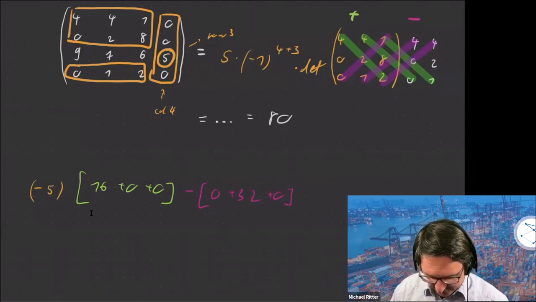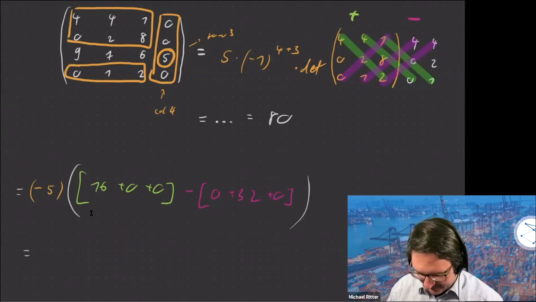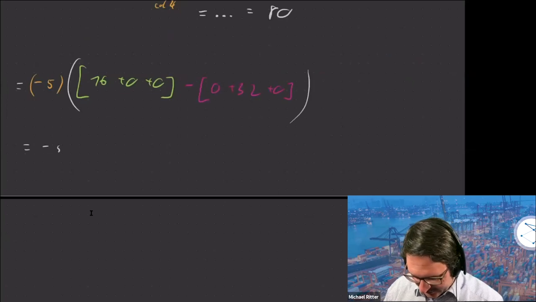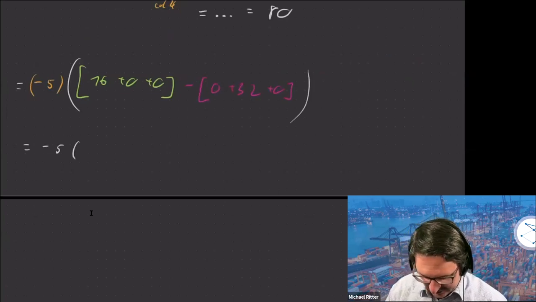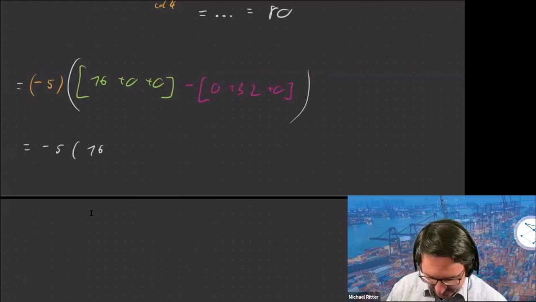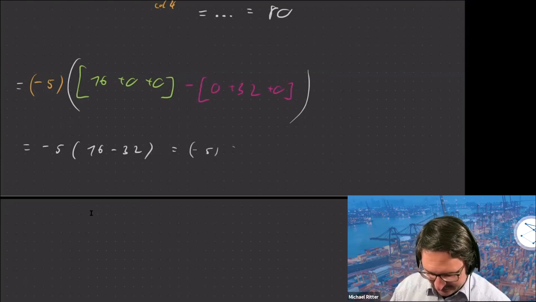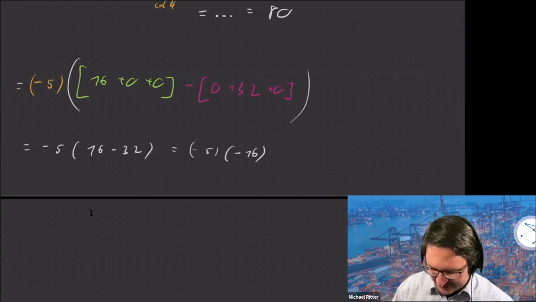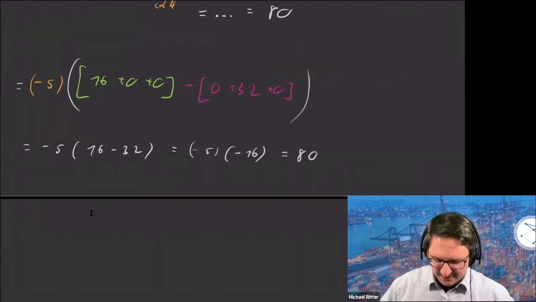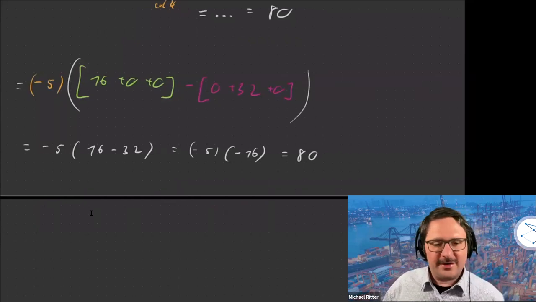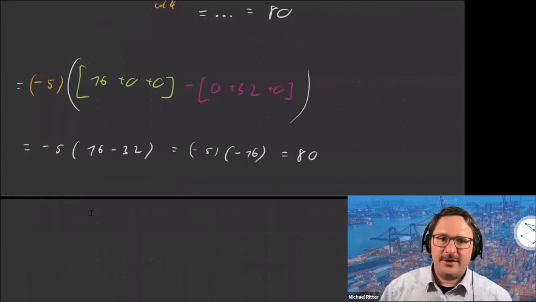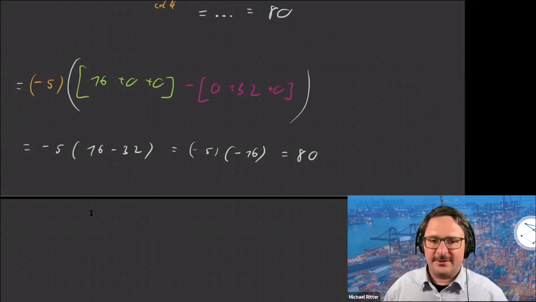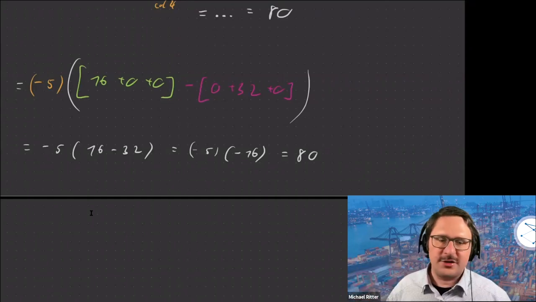So I hope that is all correct now. So that would be, let's see, minus 5. Here we have 16. Here we have minus 32. So that is minus 5 times minus 16. And that is, in fact, plus 80, if I'm not mistaken. So that is the way that Sarrus's rule works. But remember, you can only use this for 3x3 matrices, nothing else. So you would have to do at least one Laplacian expansion step before that.